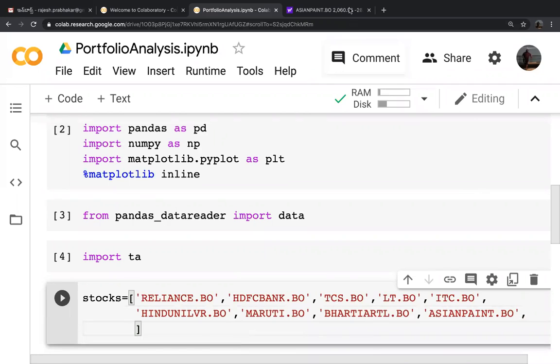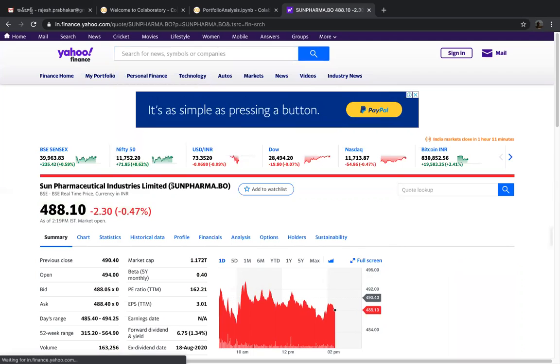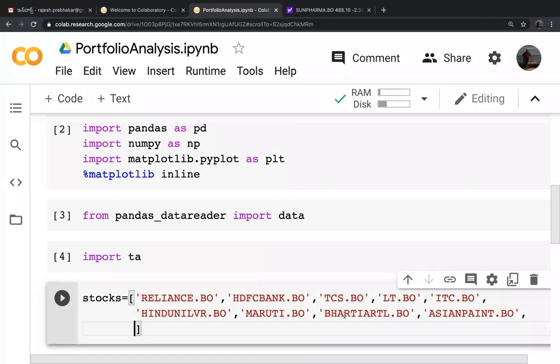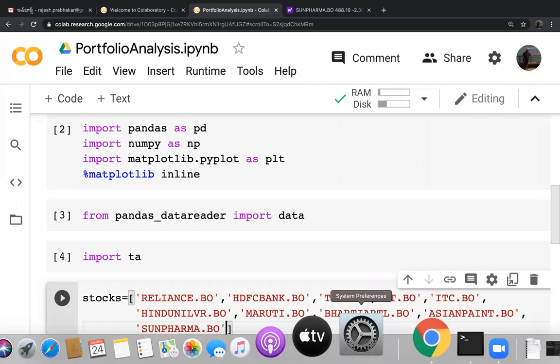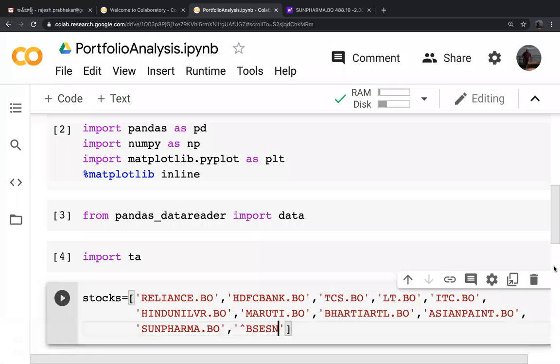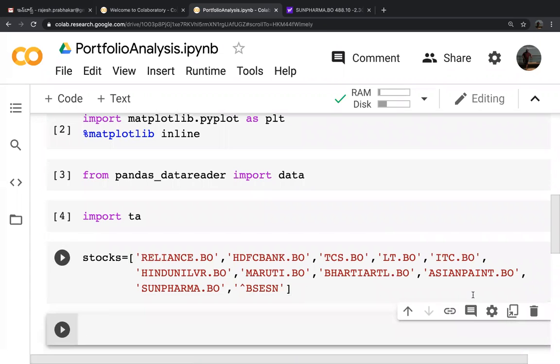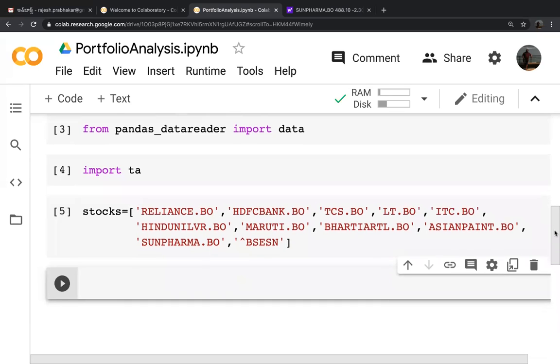Then we'll go with Sun Pharma, SUNPHARMA.BO, single quotes, comma, and then the index. The index is ^BSESN, Sensex. These are the list of stocks we are going to import in one go. We'll import all the stock data in one go. So these are 10 stocks of different verticals or industries, and also an index, which is the Bombay Stock Exchange. You also need an index to check for betas and all. So we are adding the index also. Okay.